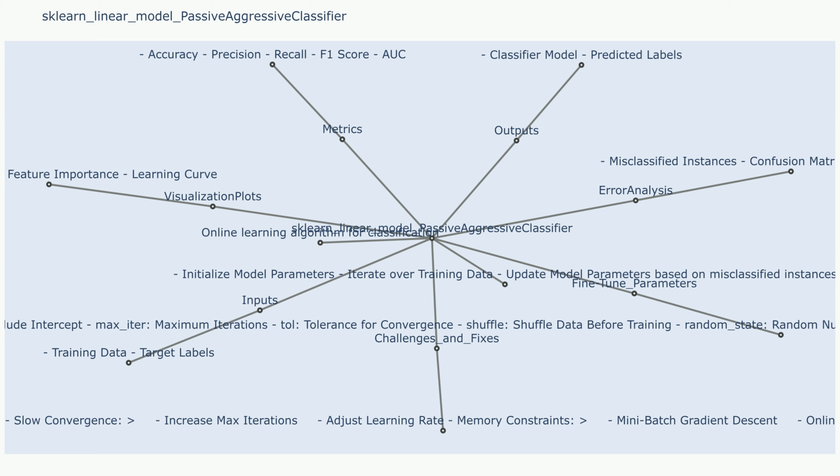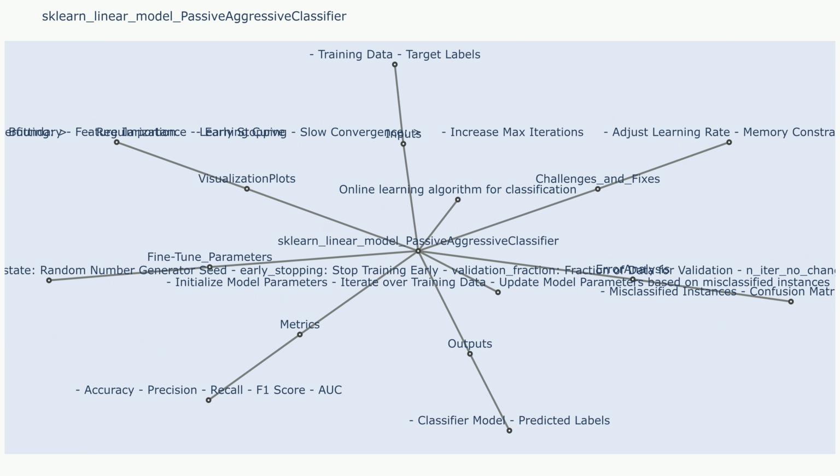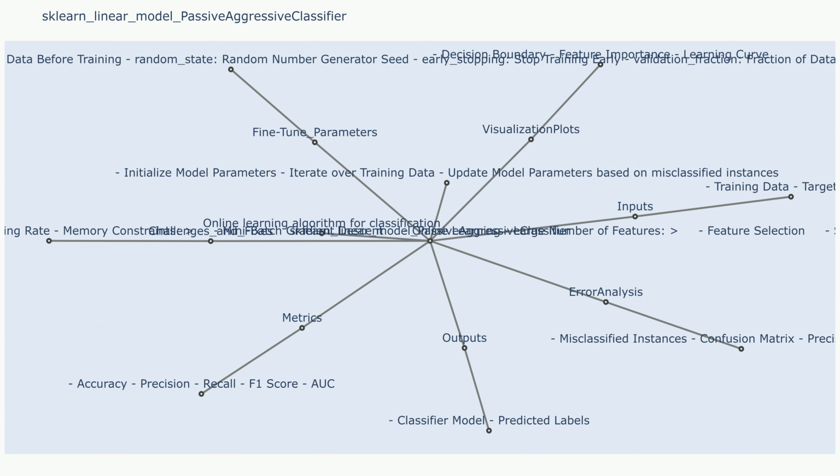Steps: initialization: the model starts with initial weights, usually zeros. Iterative updates for each training sample. Prediction: the model predicts the class label based on the current weights and input features. Error calculation: if the prediction is wrong, the model calculates the error. Weight update: the weights are updated based on the error and the learning rate. The update is done in a passive-aggressive manner, meaning that the weights are only adjusted if the prediction was wrong, and the adjustment is proportional to the error.